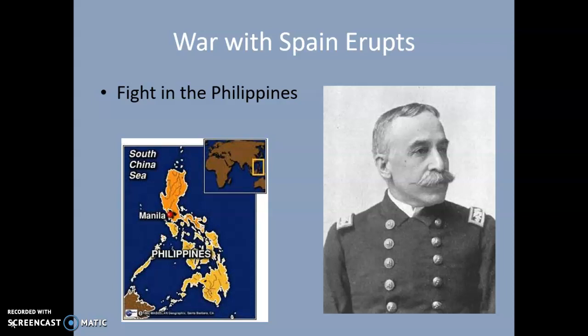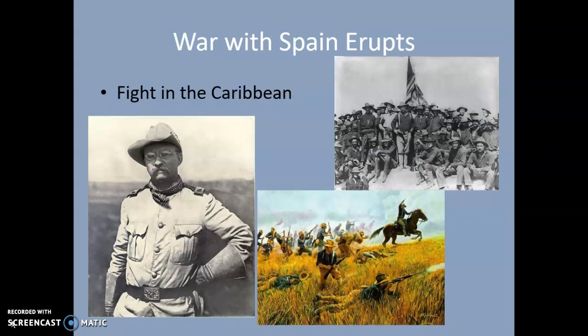Unfortunately, when the Spanish surrender to the U.S. at the Philippines, the U.S. will maintain control of the Philippines as a protectorate, which is where we are politically, economically controlling the nation, but we're protecting them in return. The U.S. will also fight in the Caribbean, several places, obviously in Cuba, because that was the source of this conflict from the get-go.